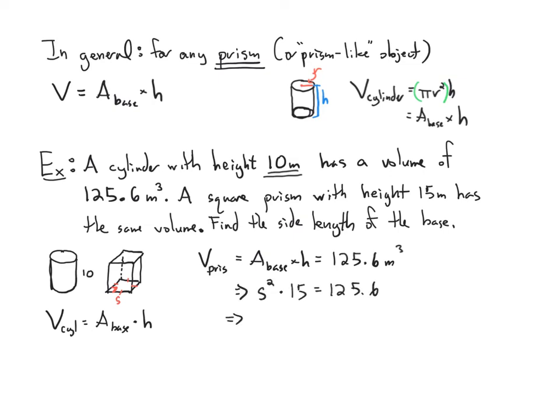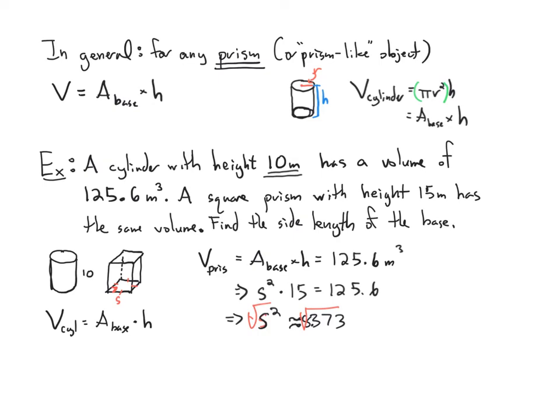So let's divide both sides by 15. And we get that S squared equals, say, 8.373, roughly. Maybe I'll put an approximate equal there. And we'll take the square root of both sides.